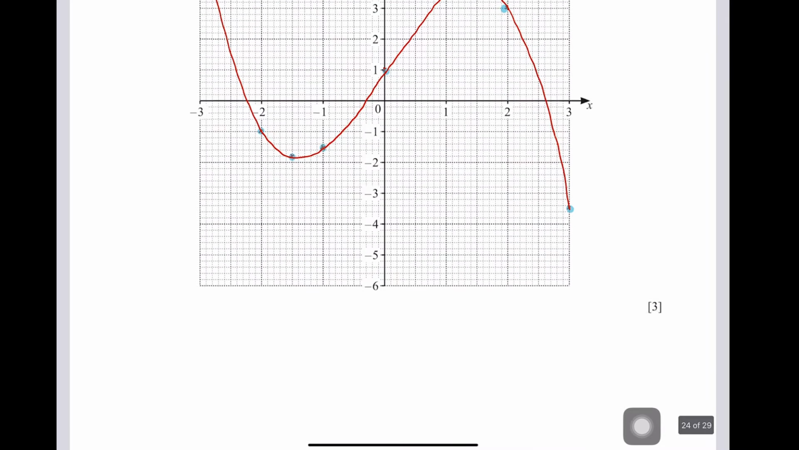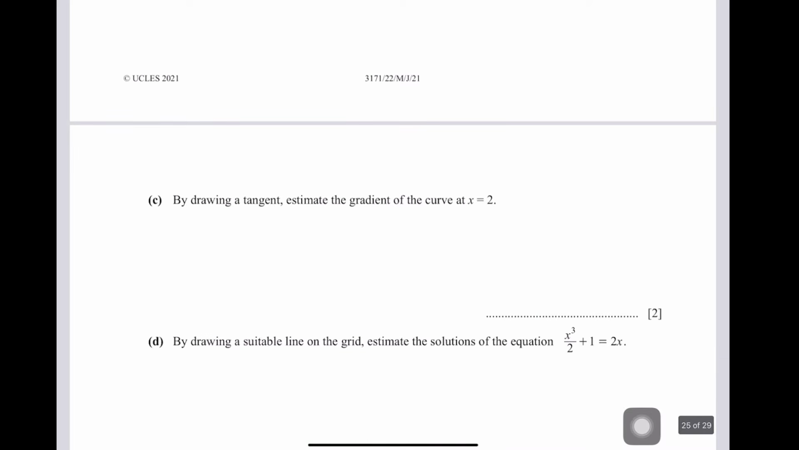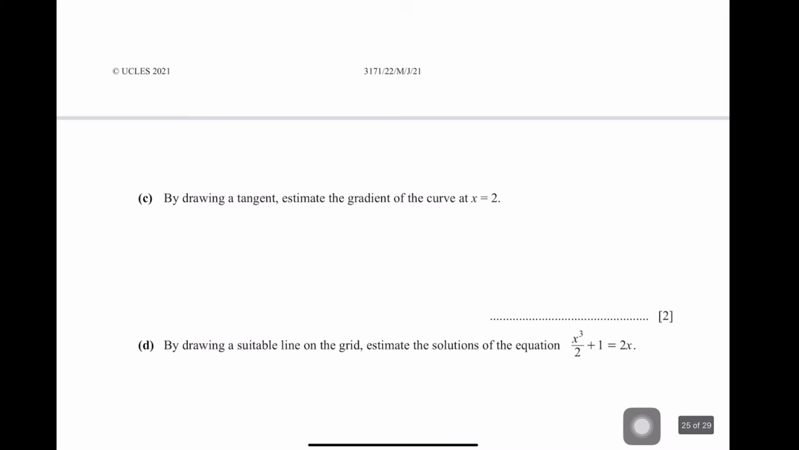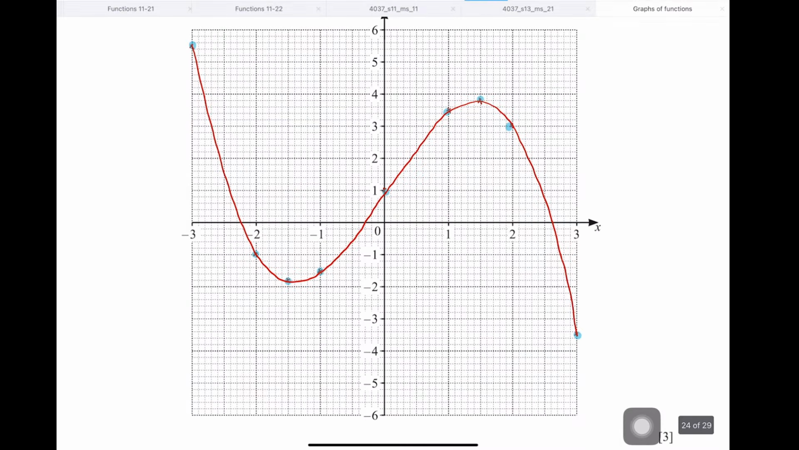Obviously when you're joining them, you have to make sure that it results in a smooth curve. Okay, so here's part C, which says by drawing a tangent, estimate the gradient at x equals to 2. So notice that it's asking you to estimate the gradient. Okay, and when do you need to estimate that? You need to estimate that when x is equals to 2.